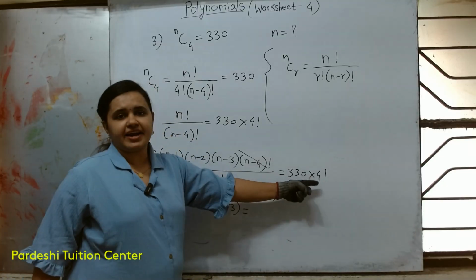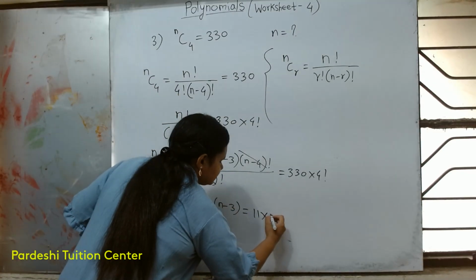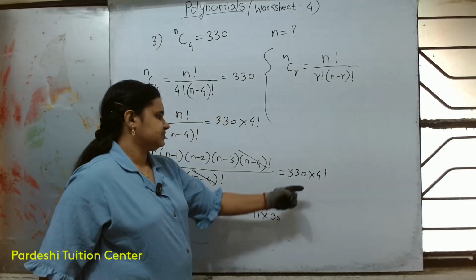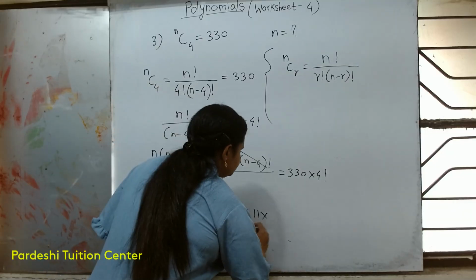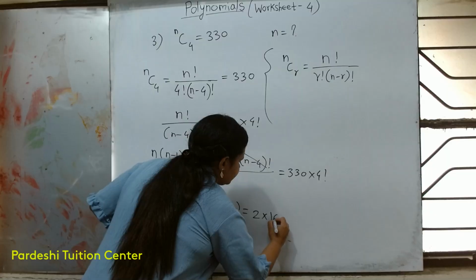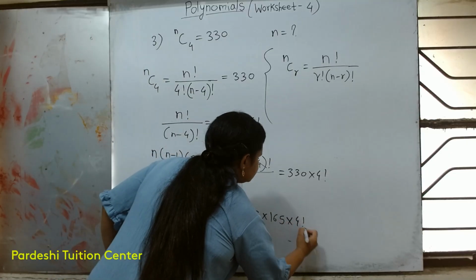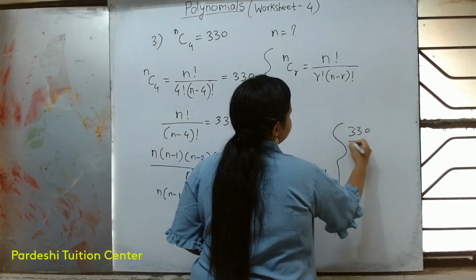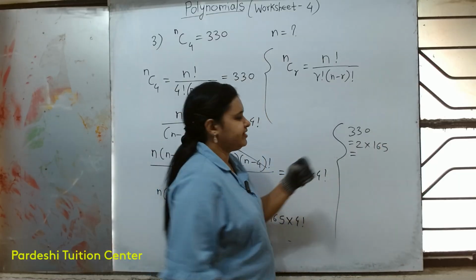If we take the factors of 330, it will be 11 into 30. 11 into 30 is 330, but we can also find the prime factors of 330. We will first factorize it, multiplied by 4 factorial. If we factorize 330, it will be 2 into 165. Again 165 can be divided.